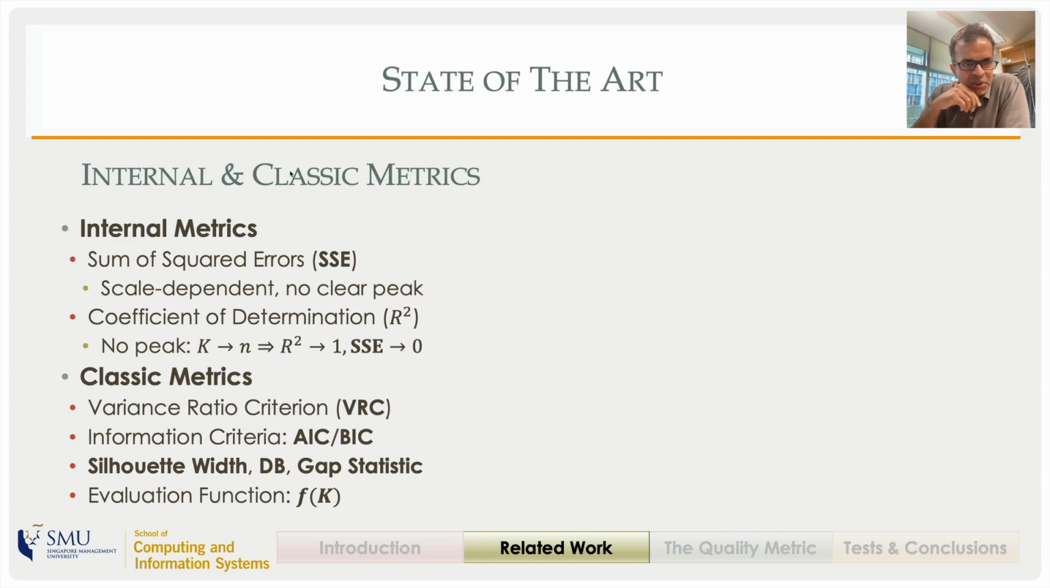In order to address the question of scale dependency, maybe we can think of using the coefficient of determination, which is the ratio of the variance explained by your model. So it's a ratio, no scale dependence, but it also doesn't have any clear peak. So as you increase the number of clusters to the maximum number, which is the number of observations, as k tends to n, R square will tend to 1 and SSE will tend to 0, implying that those are the perfect models, but they clearly are not.